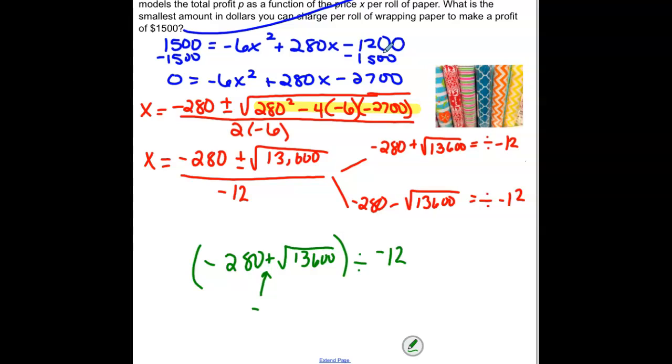You should have gotten an answer of $13.62. And for the other one, you should have gotten $33.05. So the question asked, what is the smallest amount that I can charge for the wrapping paper? And that would be $13.62. All right.